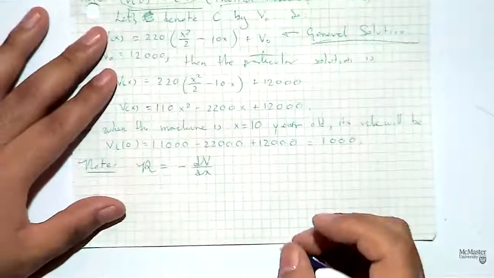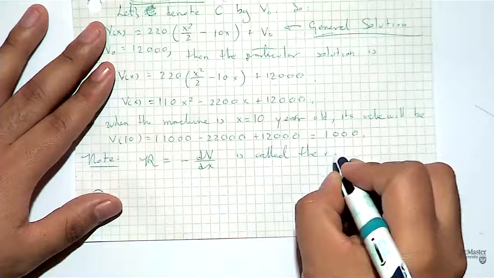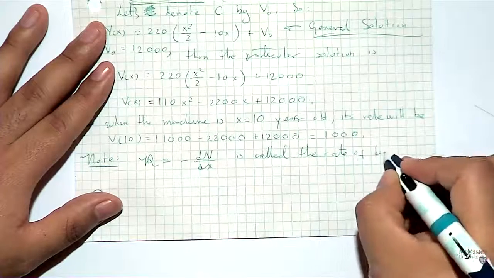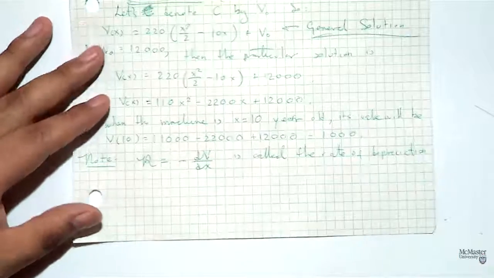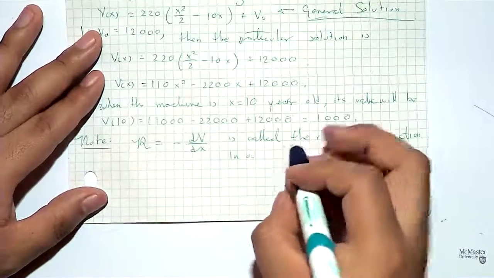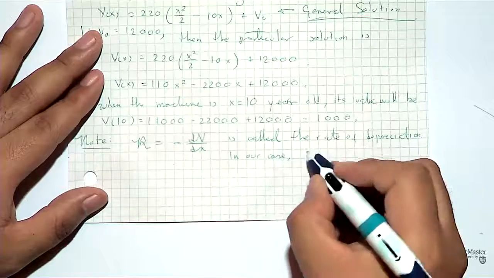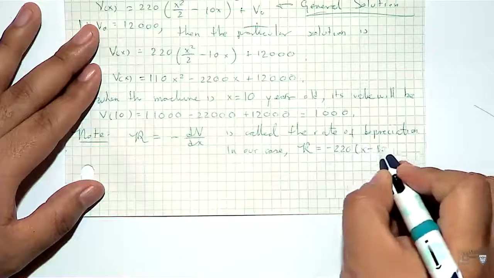So minus dv over dx is called the rate of depreciation. Totally makes sense if you're an insurance agent or a car salesman. In our case, R, just by the formula, is minus 220 x minus 10.